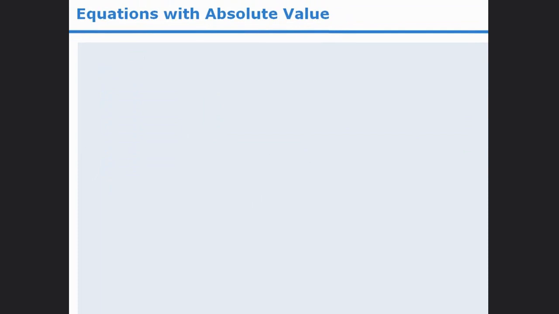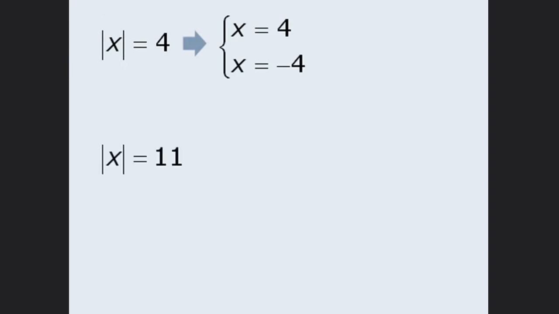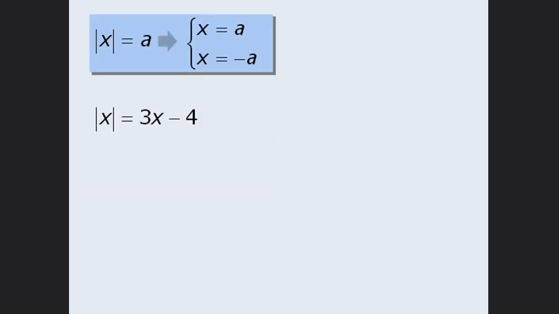Okay, now let's make some observations about equations involving absolute values. For example, if the absolute value of x is equal to 4, then we know that x must equal either 4 or negative 4. Similarly, if the absolute value of x equals 11, then x can equal either 11 or negative 11. In general, if the absolute value of x equals a, where a is greater than or equal to 0, then x must equal either a or negative a.